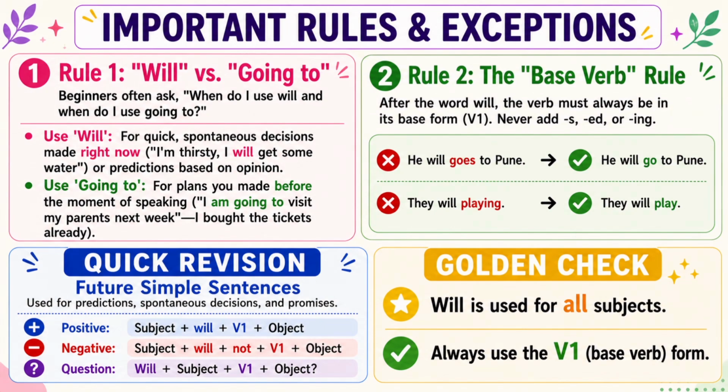On the other hand, we use going to for plans that were already made before the moment of speaking. For example, I am going to visit my parents next week. This plan was already decided earlier, so we use going to.